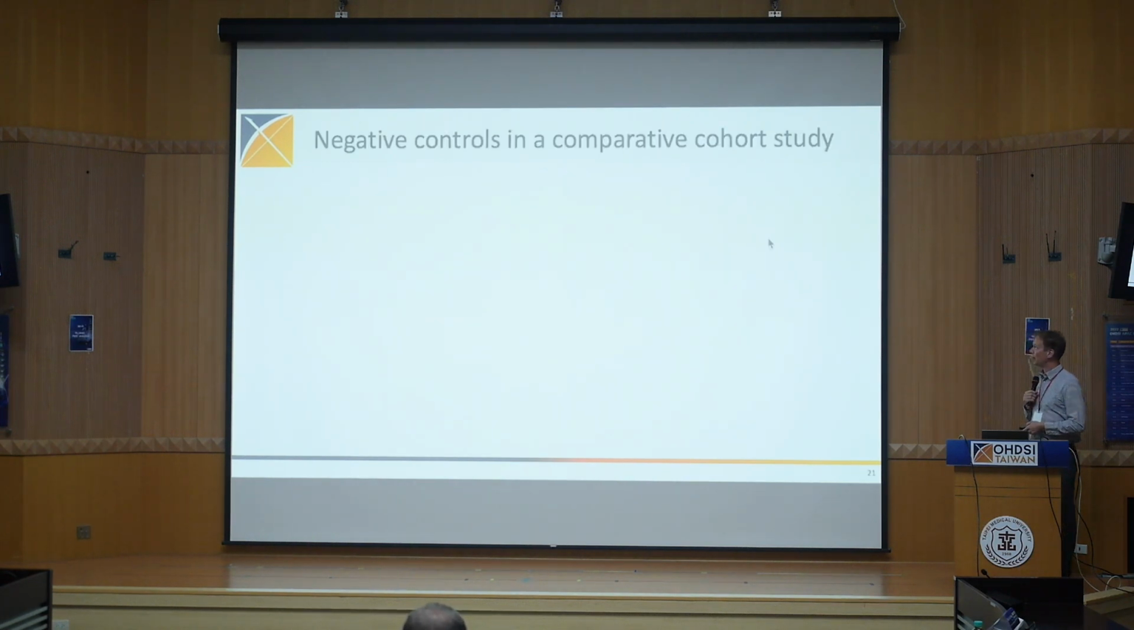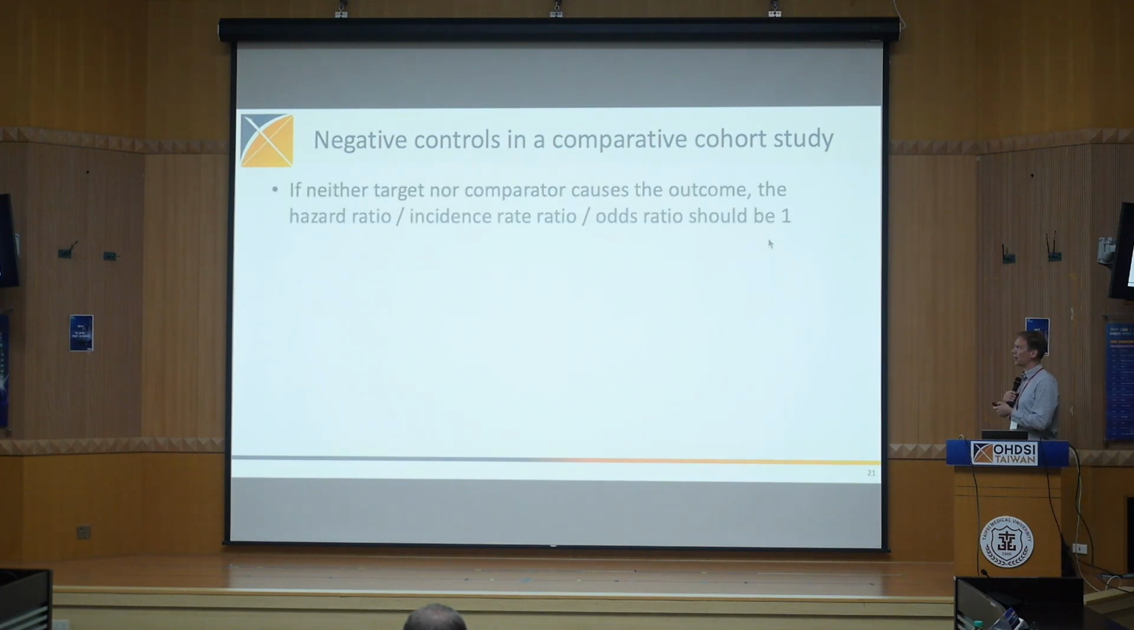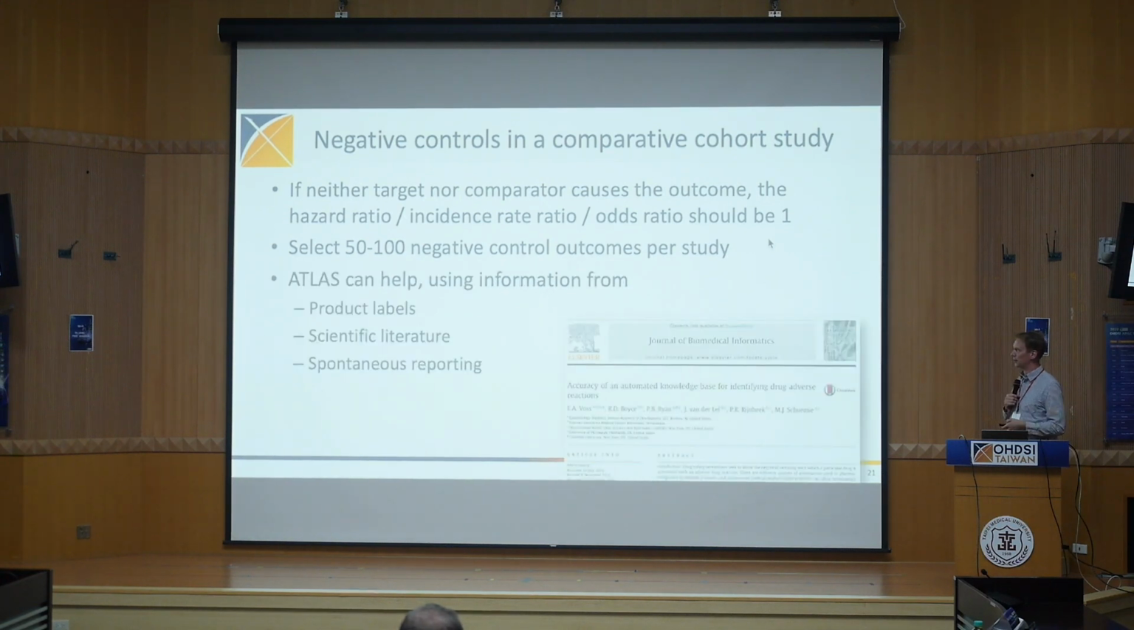So what we do in OHDSI, we tend to not use just 3, but more like 50 or 100 negative controls. That makes it much easier to do statistics. If you think about a comparative cohort study, what does a negative control look like? Because we actually have 2 exposures, the target and the comparator. And so what we typically choose is things that are neither caused by the target nor the comparator. If neither of them cause the outcome, then if you compare the 2, the relative risk or hazard ratio should still be 1. We select somewhere between 50 to 100 negative control outcomes per study.